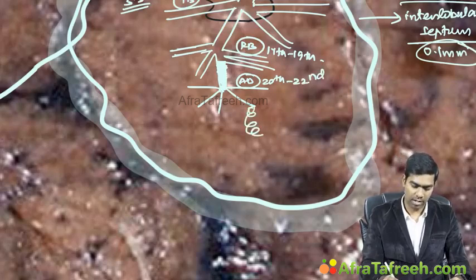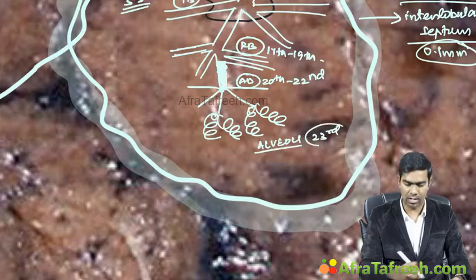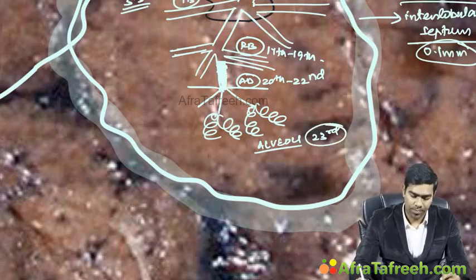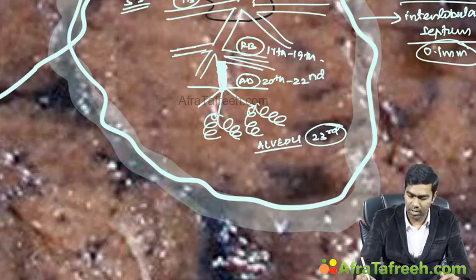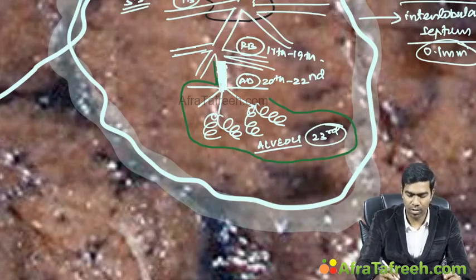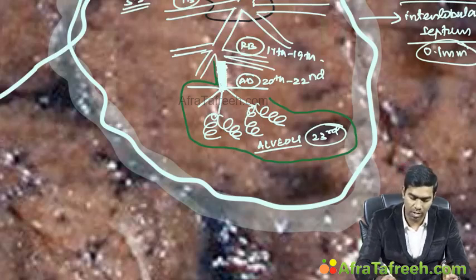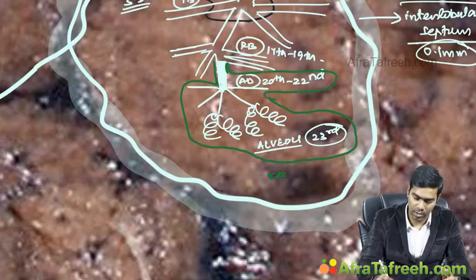These alveolar ducts are going to form numerous alveoli, which is the 23rd generation. Clear? This one respiratory bronchiole, along with its alveolar ducts and the alveoli, is what we typically call a respiratory unit.